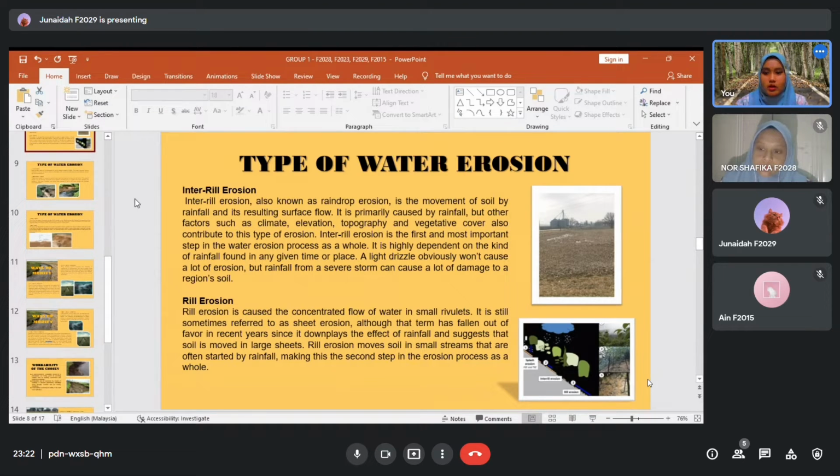Rill erosion. Rill erosion is caused by the concentrated flow of water in small rivulets. It is sometimes referred to as sheet erosion, although the term has fallen out of favor in recent years since it downplays the effect of rainfall and suggests that soil is moved in a larger sheet. Rill erosion moves soil in small streams that are often started by rainfall, making this the second step in the erosion process as a whole.